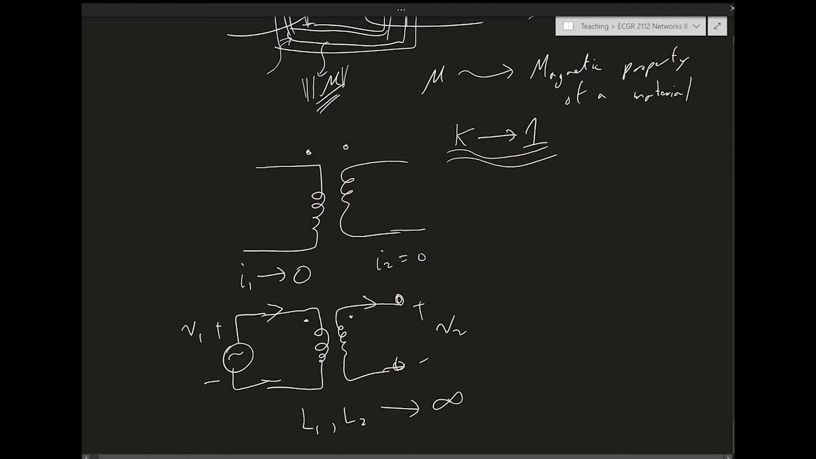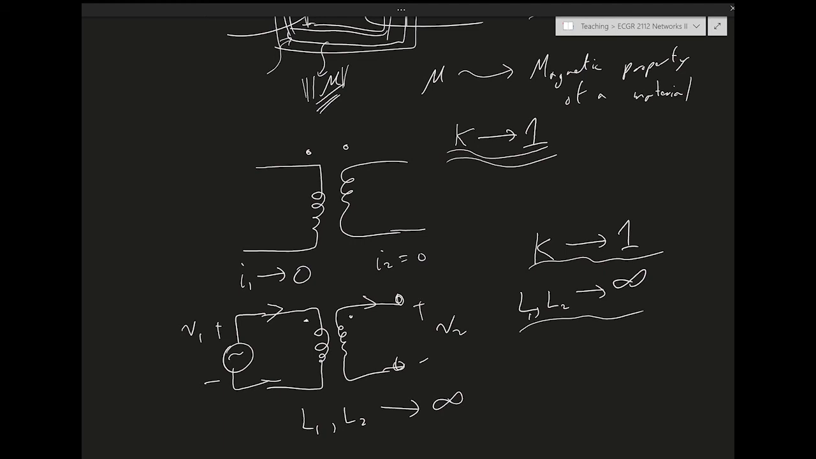The property that lets I1 approach 0 is that L1 and L2 need to approach infinity, right? So those are the two basic properties of an ideal transformer. K approaches unity, L1 and L2 approach infinity. The closer we are to those two ideals, the more ideal a transformer becomes. So essentially, when it is unloaded or not connected from one side, it will not draw any current. And if it's connected, the coupling will be unity.